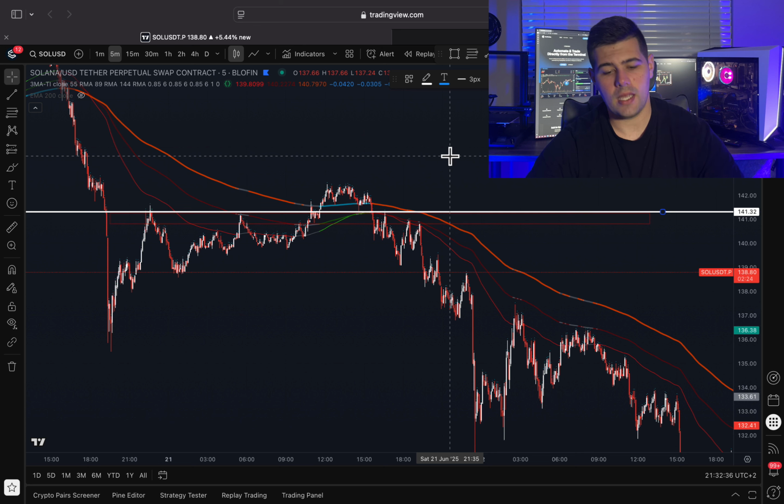So the closer we can get to that level to enter, the better, because that means the tighter our stop loss can be, and also the quicker we can make profit.